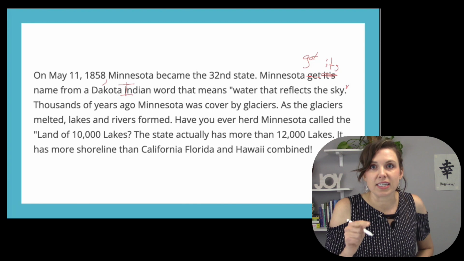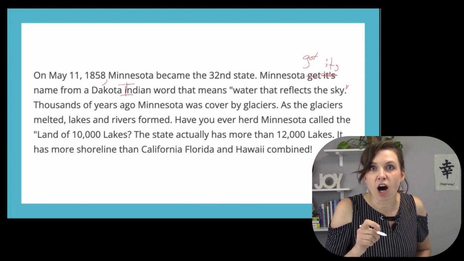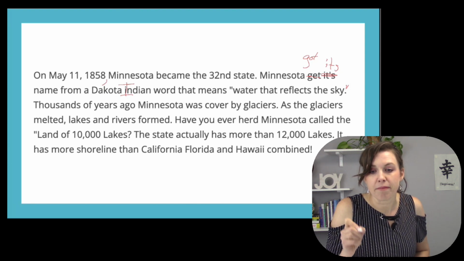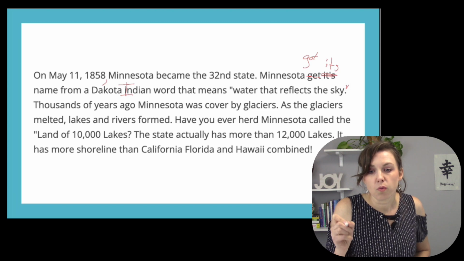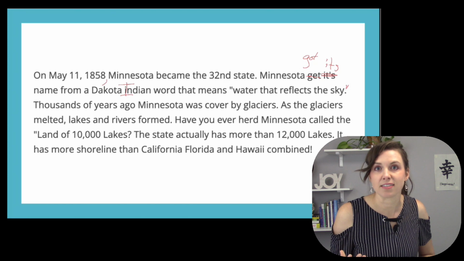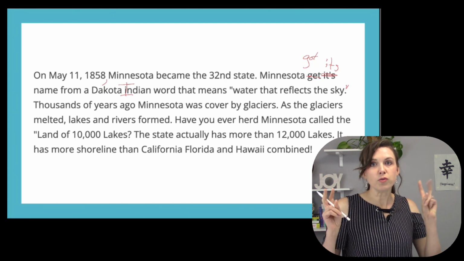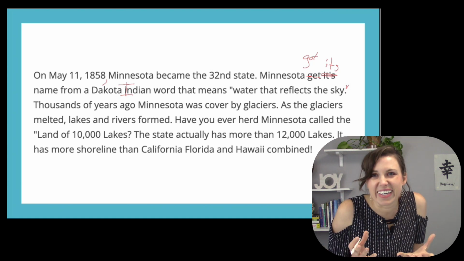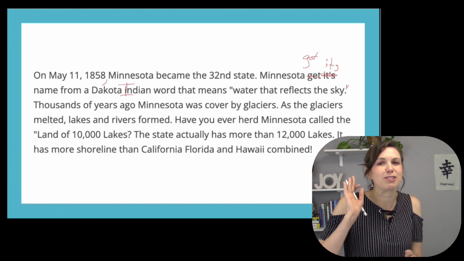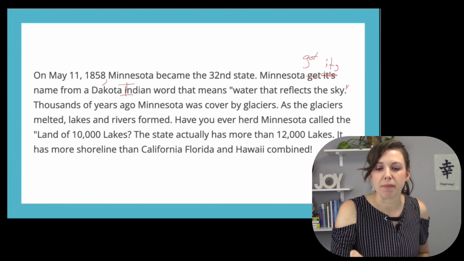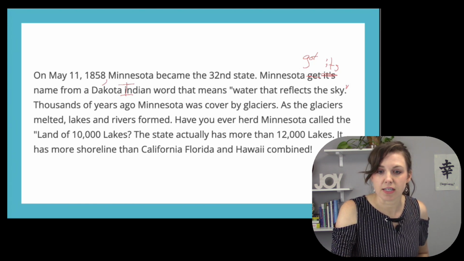Now, notice here, though, there's not a comma after means, right? A Dakota Indian word that means water that reflects the sky, because it's not actually somebody saying something. So even though there are the quotes there, it's not a quote, okay? Not a quote that someone is saying, so we don't need to have a comma right there. Thousands of years ago, Minnesota was covered by glaciers.